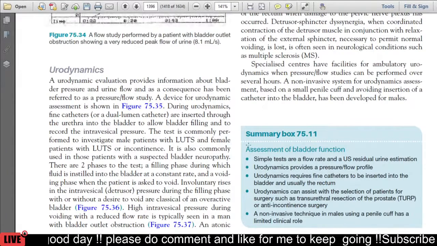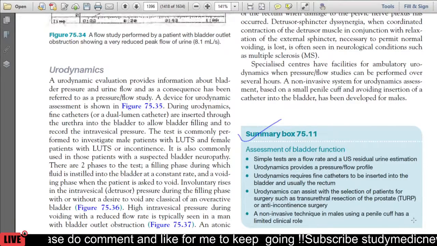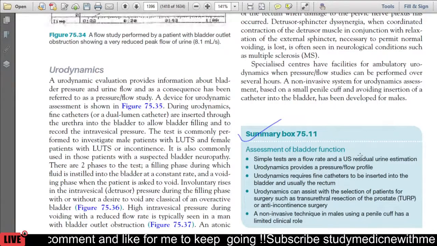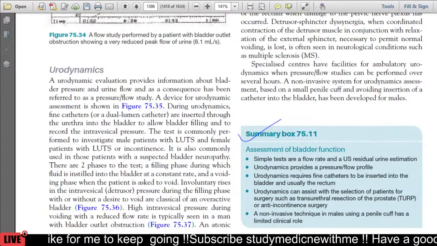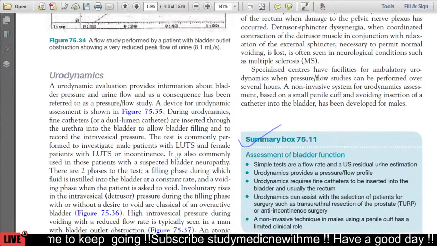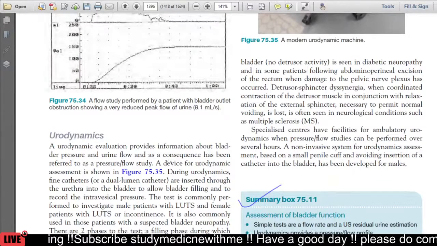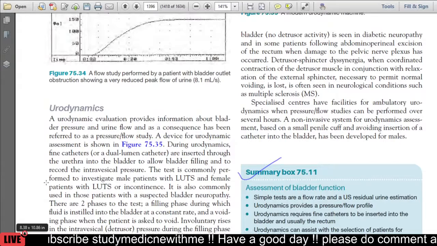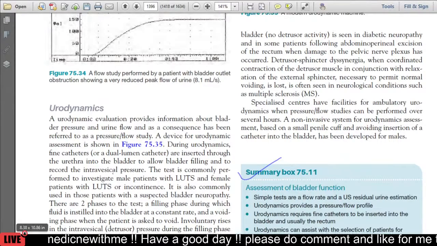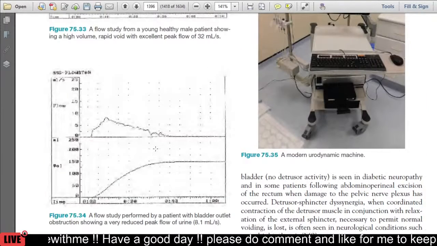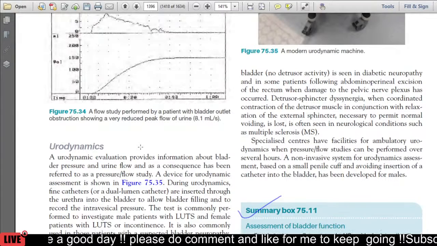Okay, so bladder function. This seems important. Simple tests are flow rate and ultrasound residual urine estimations. Urodynamics provides a pressure flow profile. This is urodynamics, about the bladder pressures and the urine flow. The device for urodynamic assessment is shown in the figure. Okay, this one shows the device for urodynamic pressure.